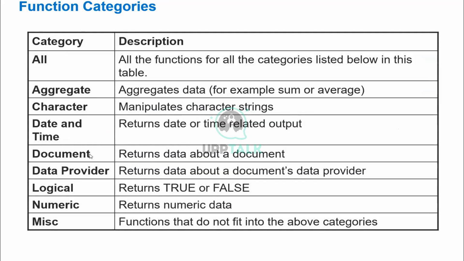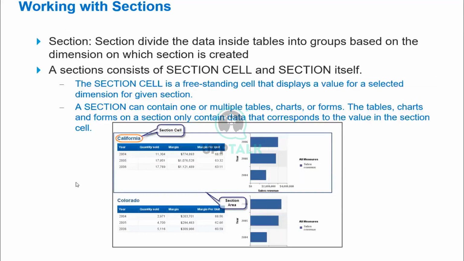And these are the function categories which Webby supports, like aggregate functions such as minimum, maximum, sum, average, character functions like substring, length, position, date and time functions, and document functions. These are the kinds of functions available for the creation of variables.